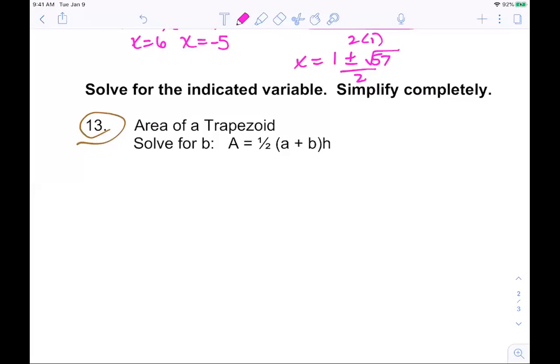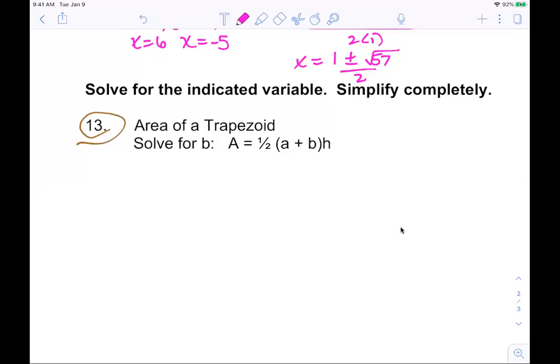Geometry. Surface area, volume, lateral area. The only problem with geometry is there's a lot of formulas. So this one says we're not really worried about the formula. We're going to do the algebra part of it, and we're going to solve for the variable.